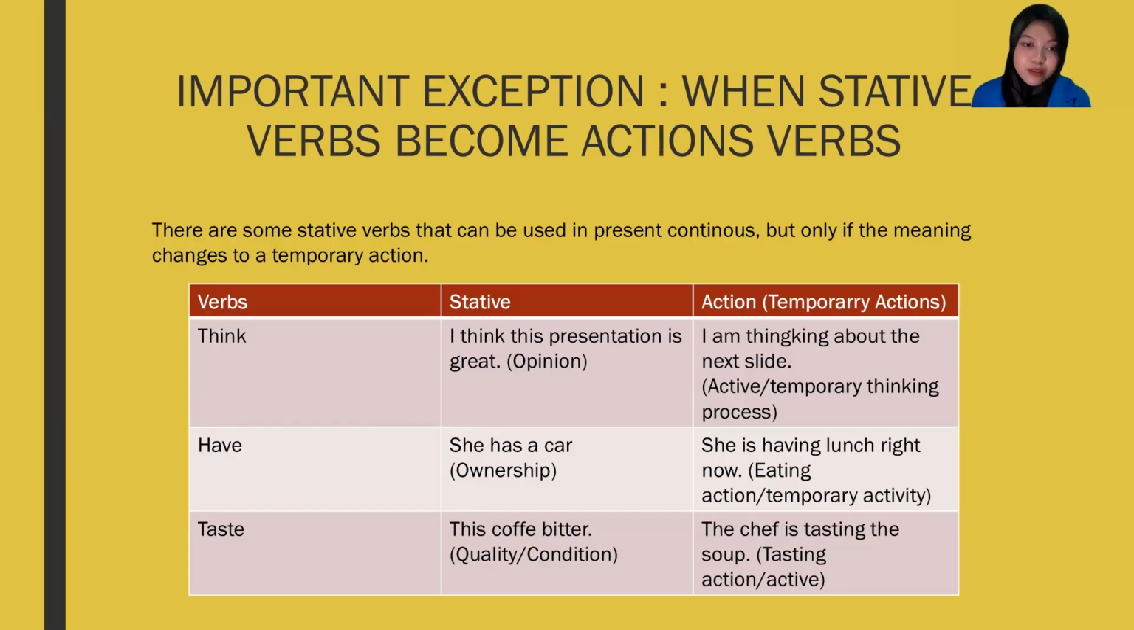Verb have. She has a car. It is ownership. The action: she is having lunch right now. This is an eating action or temporary activity. Taste. This coffee tastes bitter. This is a quality or condition. The chef is tasting the soup. This is an action, a tasting action, and active.